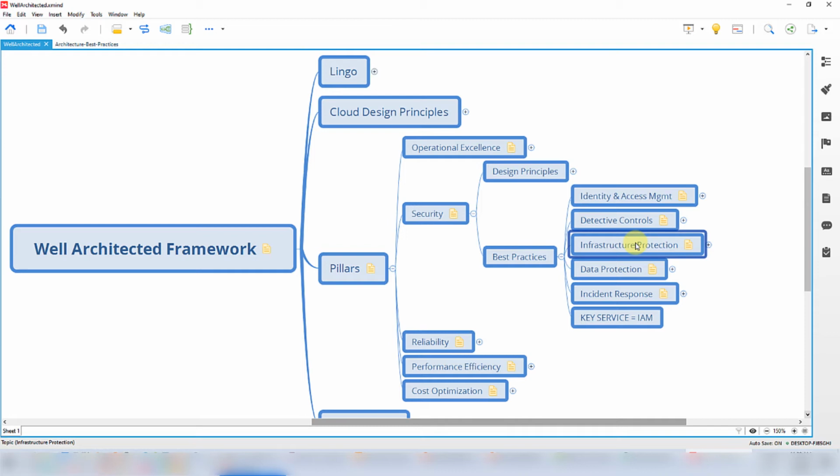Harden your EC2 VMs, ECS containers, Elastic Beanstalk instances, and whatever you come up with through a hardening exercise should be persisted immutably in an AMI.